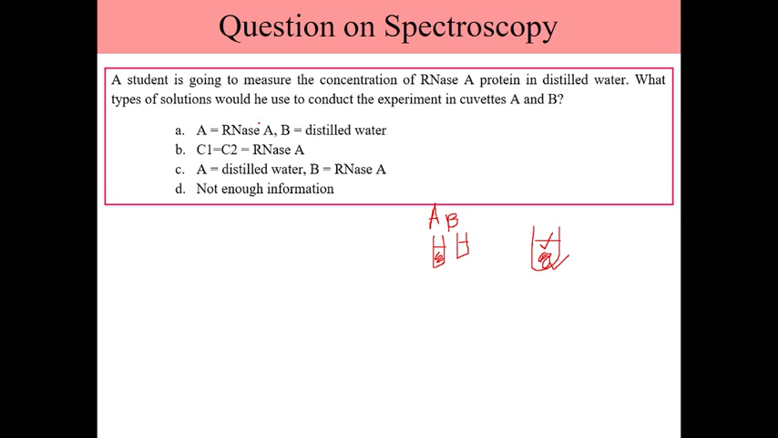Now let us look at the answers. A is RNase A and B is distilled water. And then C1 equals C2 equals RNase A. I don't know where C is coming from. Then A is equal to distilled water and B is equal to RNase A. See, this one and this one are just opposite to one another, right? Now the interesting part is that they have not told you which should be the reference cuvette and which should be the cuvette for sample.